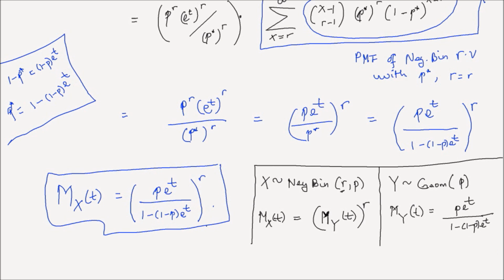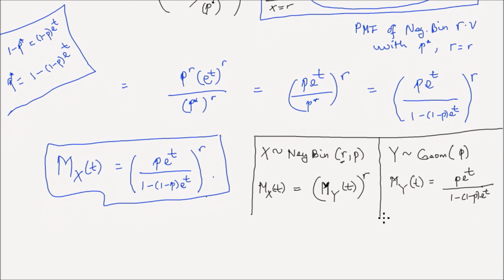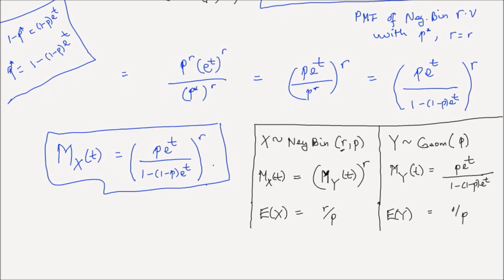In fact, if you remember, the expected value of a geometric random variable was 1 over p. And you will find out shortly that the expected value of a negative binomial random variable is actually r divided by p. So r times the expectation of a geometric random variable. In fact, let's just go ahead and do that. It's very easy to show.